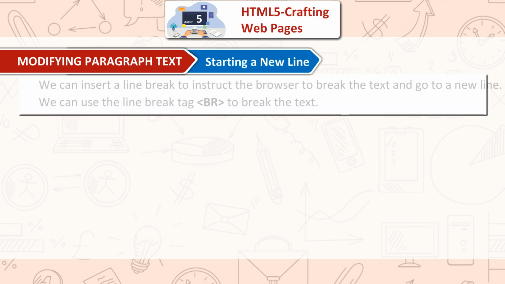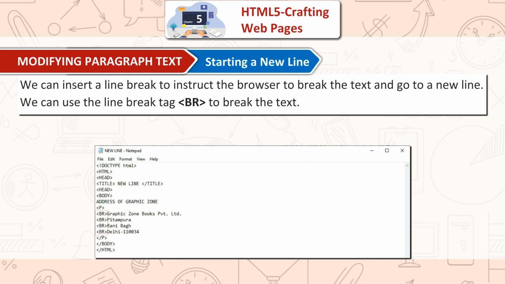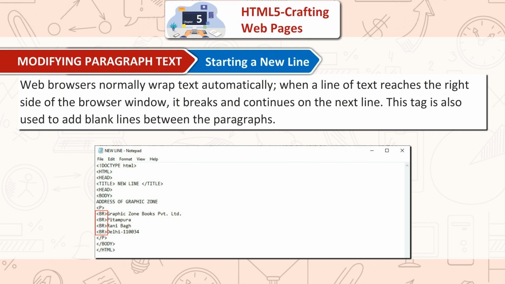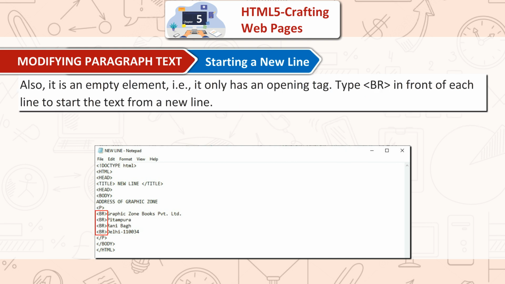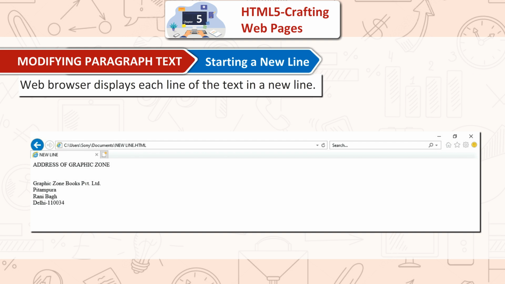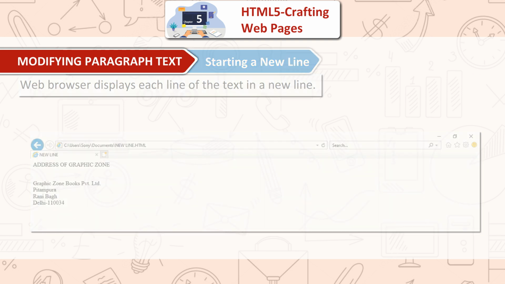Starting a new line. We can insert a line break to instruct the browser to break the text and go to a new line. We can use the line break tag, BR, to break the text. Web browsers normally wrap text automatically. When a line of text reaches the right side of the browser window, it breaks and continues on the next line. This tag is also used to add blank lines between the paragraphs. Also, it is an empty element, that is, it only has an opening tag. Type BR in front of each line to start the text from a new line. The web browser displays each line of the text in a new line.